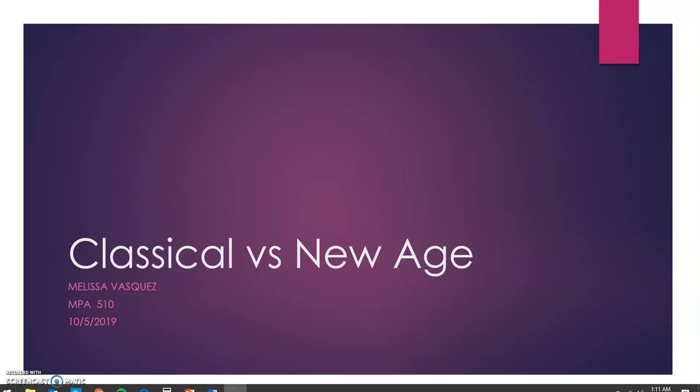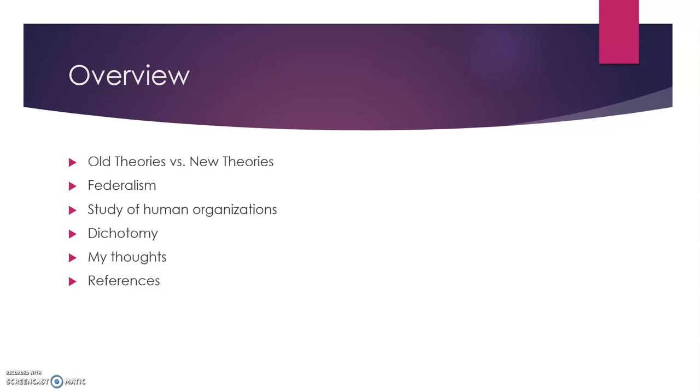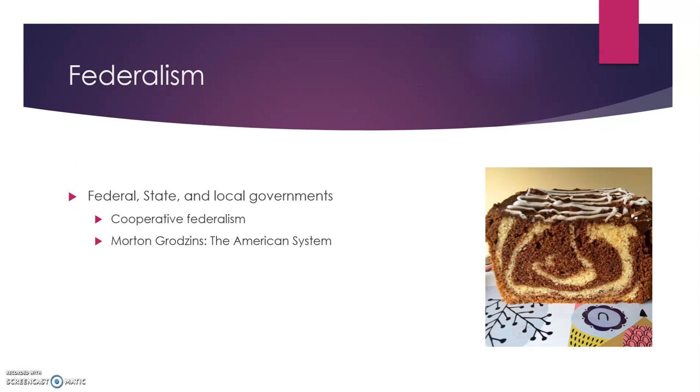And this one I have named Classical versus New Age. I will be discussing here some similarities and differences between the original theories and theories of the 1960s through 1970s. Some of the concepts that I will be covering here are federalism, the study of human organizations, dichotomy, as well as some of my thoughts on these concepts. To begin with, I'd like to cover federalism.